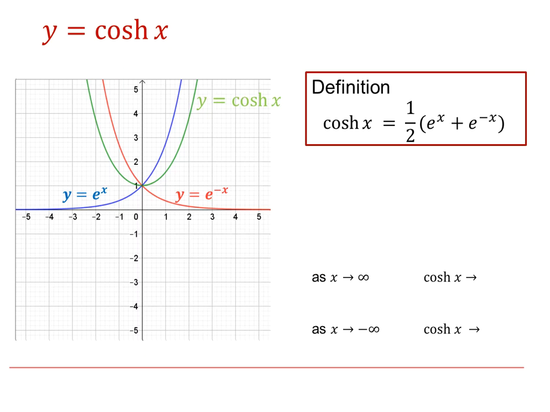As x tends to infinity, cosh of x will also tend to infinity, and as x tends to minus infinity, the same is true, the graph being symmetrical.